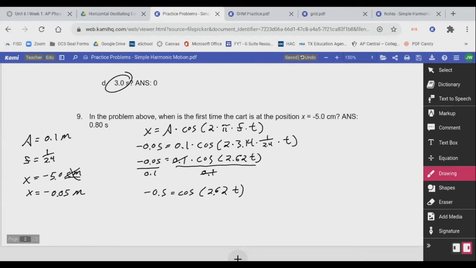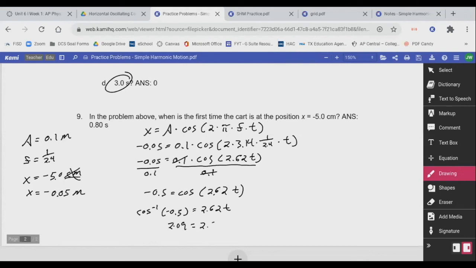Now the next best step would be to apply the inverse cosine to both sides so that I can move cosine to the left side. So cosine negative 1 of negative 0.5 is equal to 2.62 t. To use the inverse cosine on my scientific calculator, you either hit second or shift and then the cosine button. I've got a TI-84, so I hit second in the top left corner, then the cosine button, and then negative 0.5. That is 2.09.